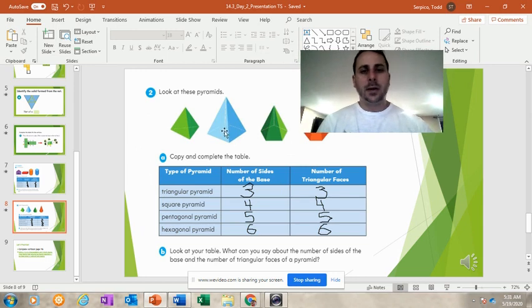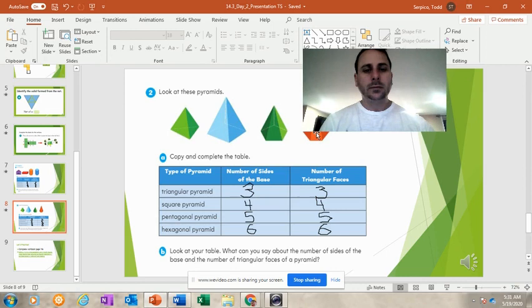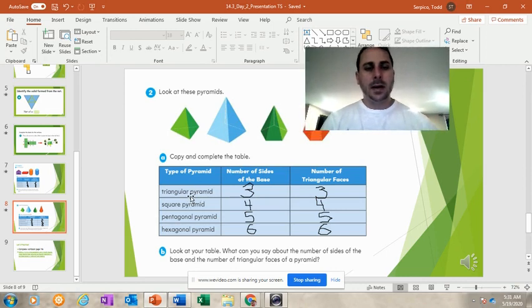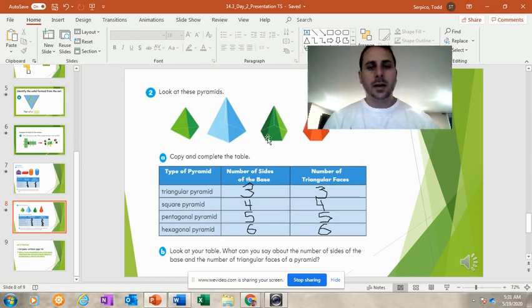Now we're looking at some pyramids. You've got your apex up here, you've got your bases down here. Remember, a pyramid is named after its base. So you've got a triangular pyramid, a square pyramid, a pentagonal pyramid, a hexagonal pyramid.